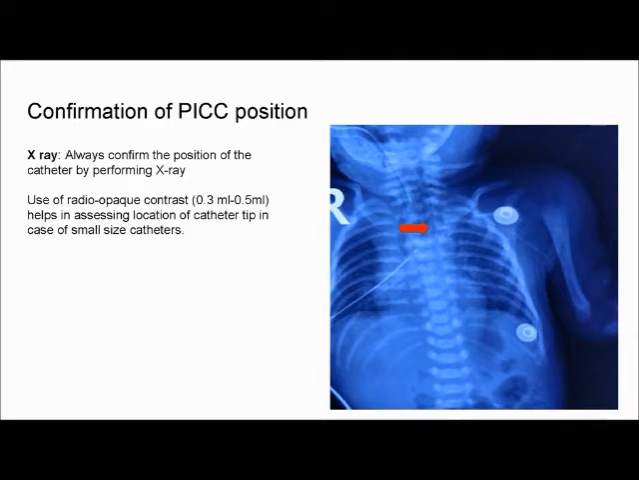Confirmation of PICC line should be done, and always confirm the position of the catheter by performing X-ray. While taking the X-ray, use of radio-opaque contrast 0.3 to 0.5 ml helps in assessing the location of the catheter tip in the case of a small size catheter. If the catheter tip is away from the target, then it should be removed, and if it is proximal to the target, then it should be pulled back.